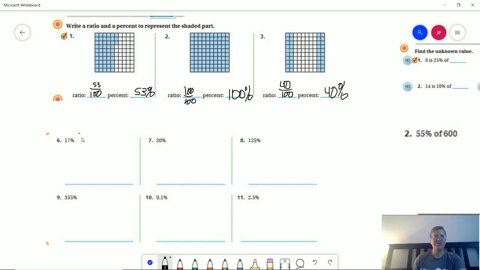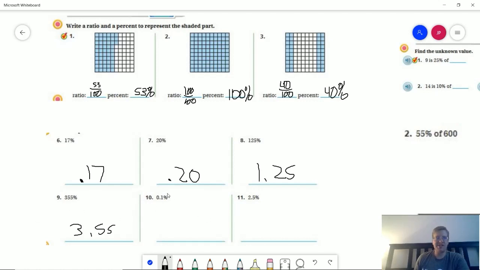So if we want to convert to decimals, this is going to be what we look at here, going back and forth between decimal values and percentages. So this would be 17 hundredths or 17%, 20 hundredths or 20%, 1 and 25 hundredths compared to 125%. 3 and 55 hundredths compared to 355%.